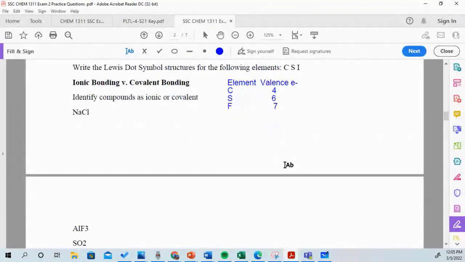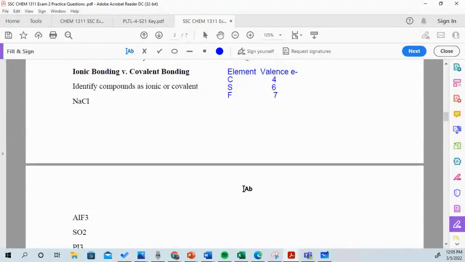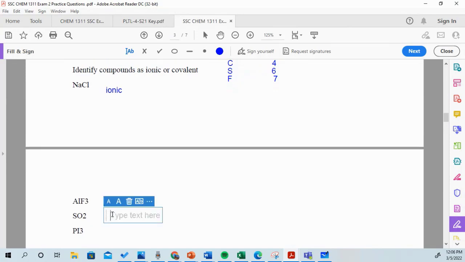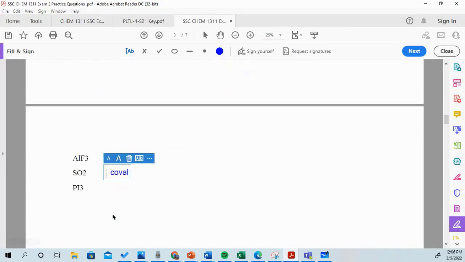Okay, last part is identifying what kinds of compounds these are. So ionic versus covalent. So we have 4 here. NaCl is what kind of compound? Ionic, because it's a formation between metal and non-metal. Perfect. What about AlF3? Ionic. And then SO2? Perfect. And then PI3. Awesome.